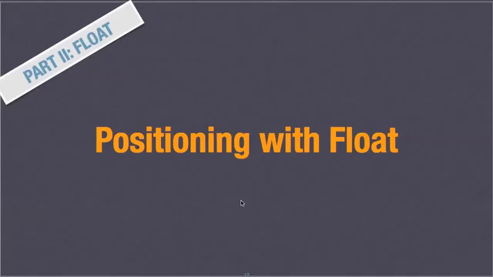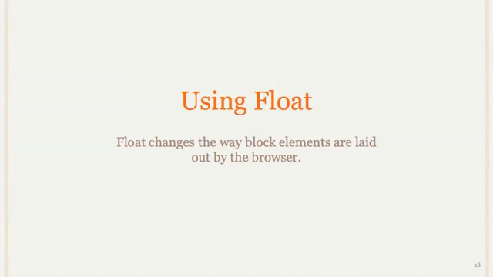This is part 2, and here we're going to look at float. So the first part we looked at the box model and how we determine the width and the height of elements, but that's not the full picture in terms of positioning. In terms of positioning things, we need to look at floats. So what float does is it changes the way a block element is laid out by the browser.